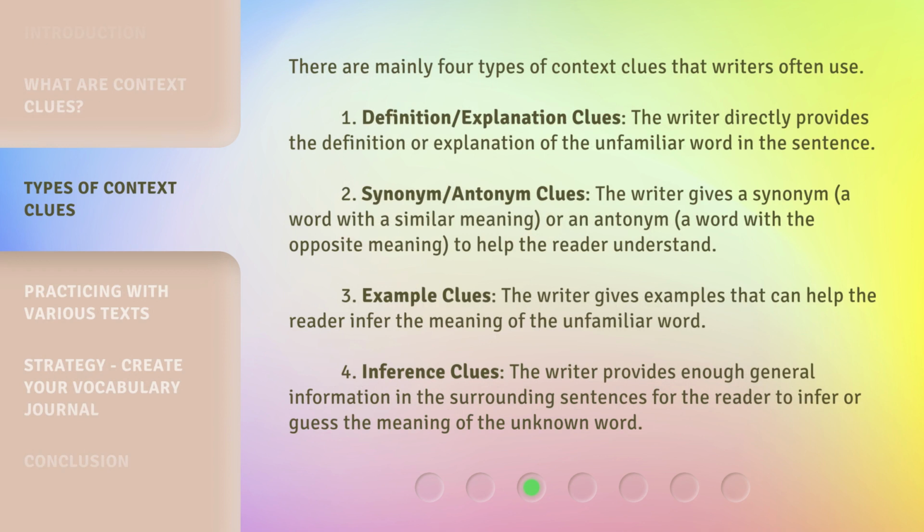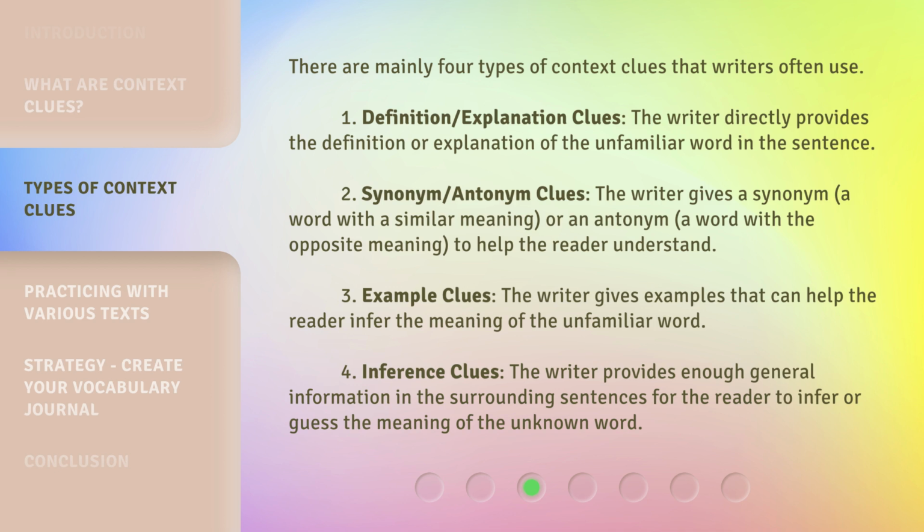There are mainly 4 types of context clues that writers often use. 1. Definition, explanation clues. The writer directly provides the definition or explanation of the unfamiliar word in the sentence. 2. Synonym, antonym clues. The writer gives a synonym, a word with a similar meaning, or an antonym, a word with the opposite meaning, to help the reader understand.